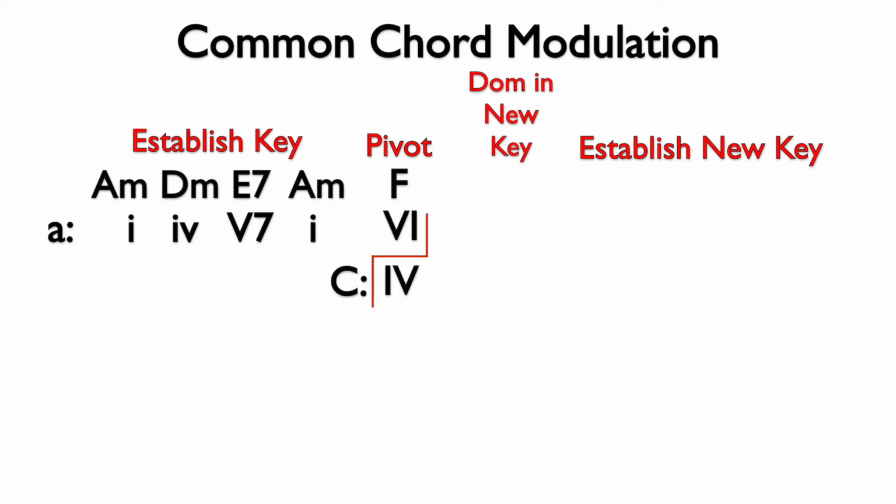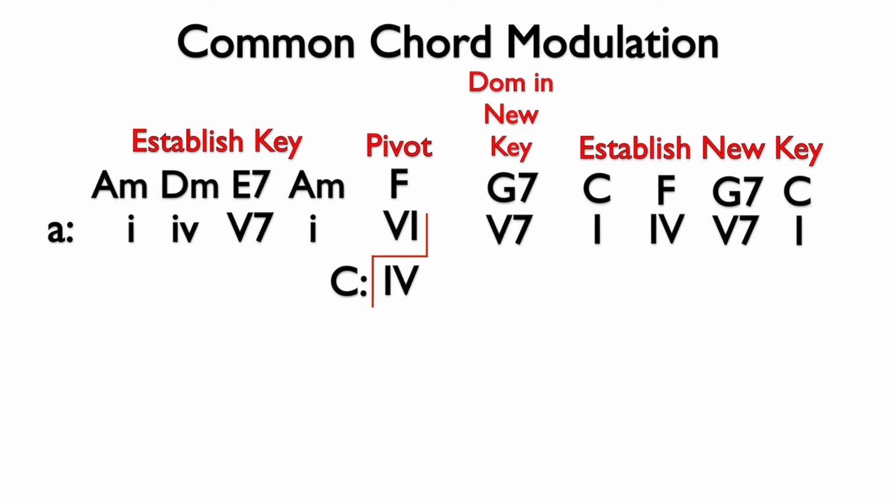Following the pivot, we need a dominant function chord in the new key. Let's use G7. Then we will establish the key of C. Let's use 1, 4, 5, 7, and 1. Here is the sound of our modulation from the key of A minor to its relative major, C.